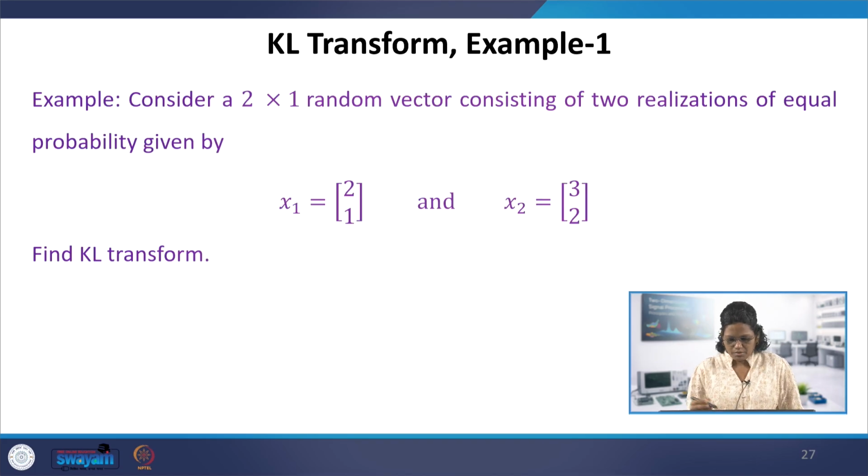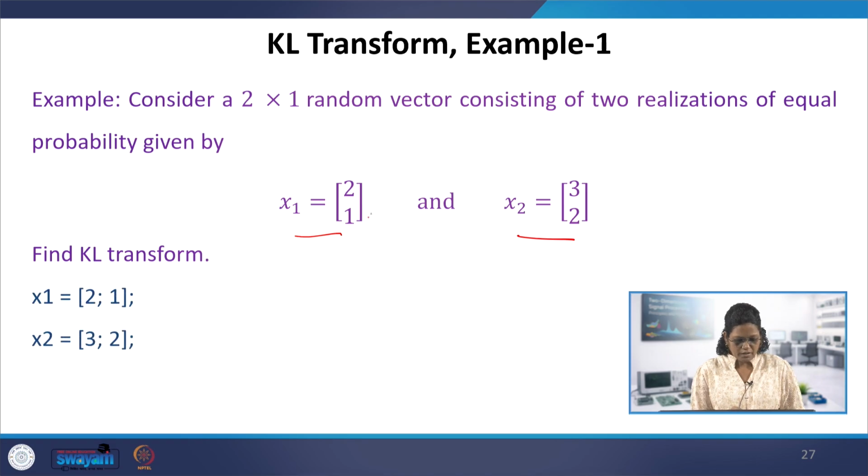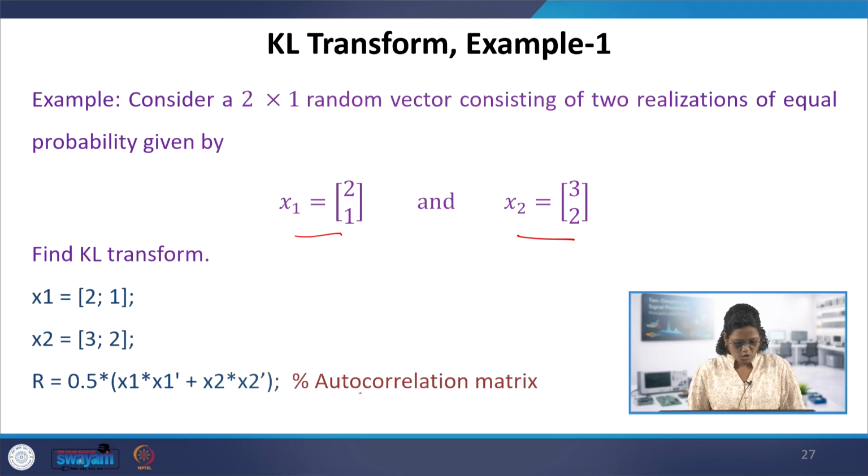For an example, we take x1 and x2. Consider a 2 by 1 random vector, in which these are x1 and x2. These are two realizations of equal probability, because the KL transform is based on random processes. So x1 and x2 are the two realizations; we can name them in any way. Find the KL transform of it. Take x1 and x2 and the autocorrelation matrix.